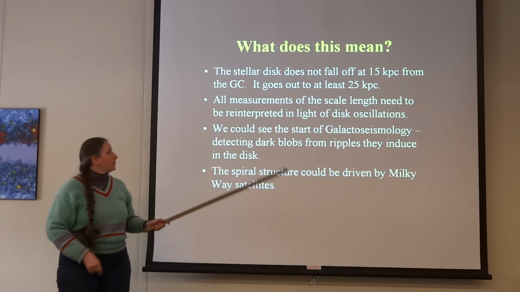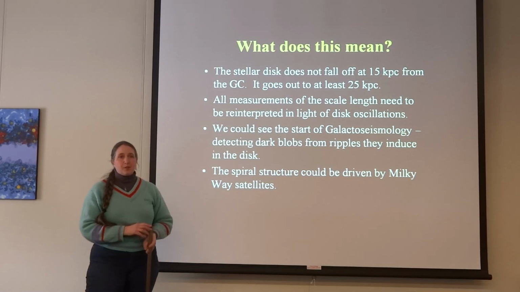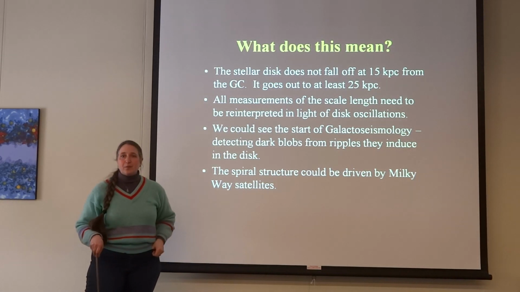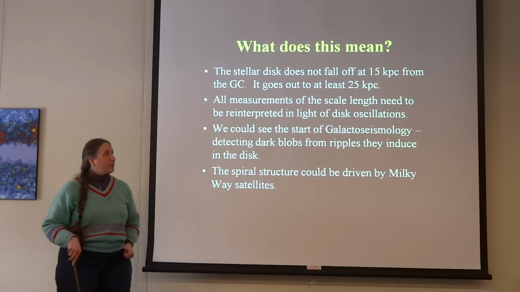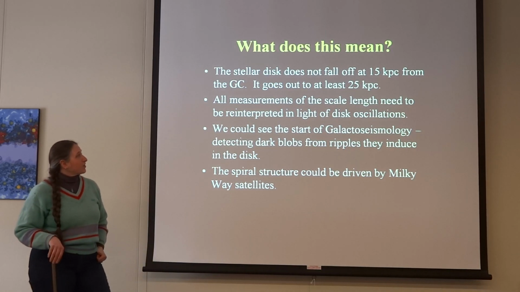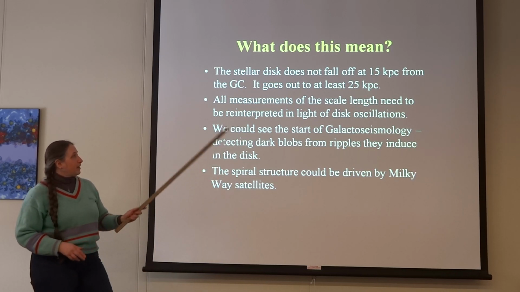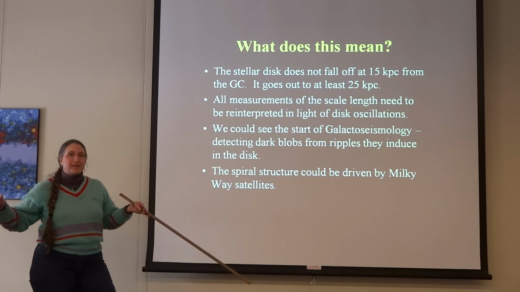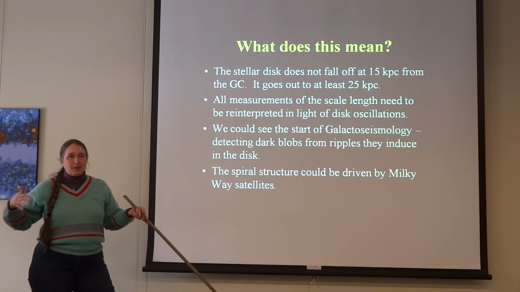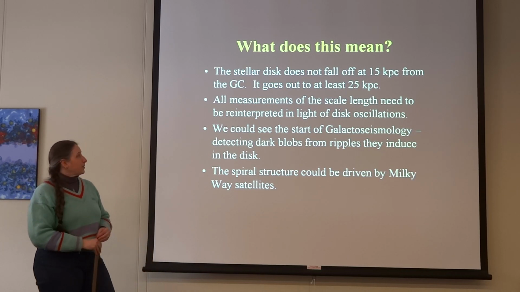And so what we would say is that the stellar disk goes out at least 25 kiloparsecs, which is actually consistent with what people have seen looking at HI gas in the disk of the Milky Way. So it's saying that the stars go out as far as the gas goes out. And if anyone measured the scale length of how much the density falls off in the disk, those numbers have to be revisited, because you have to understand that the disk is going up and down, and so these numbers would have to be revised.